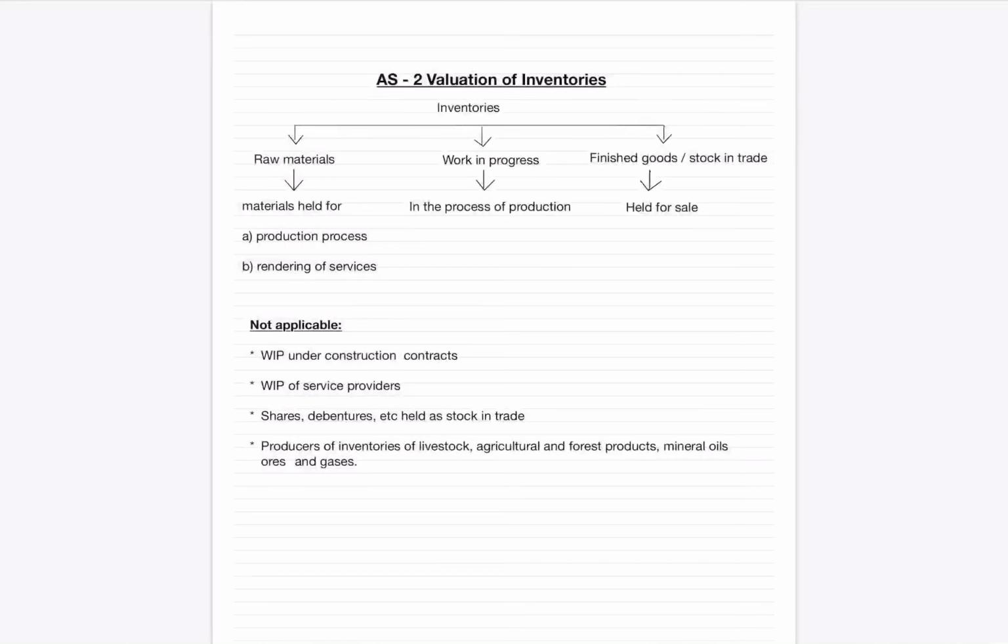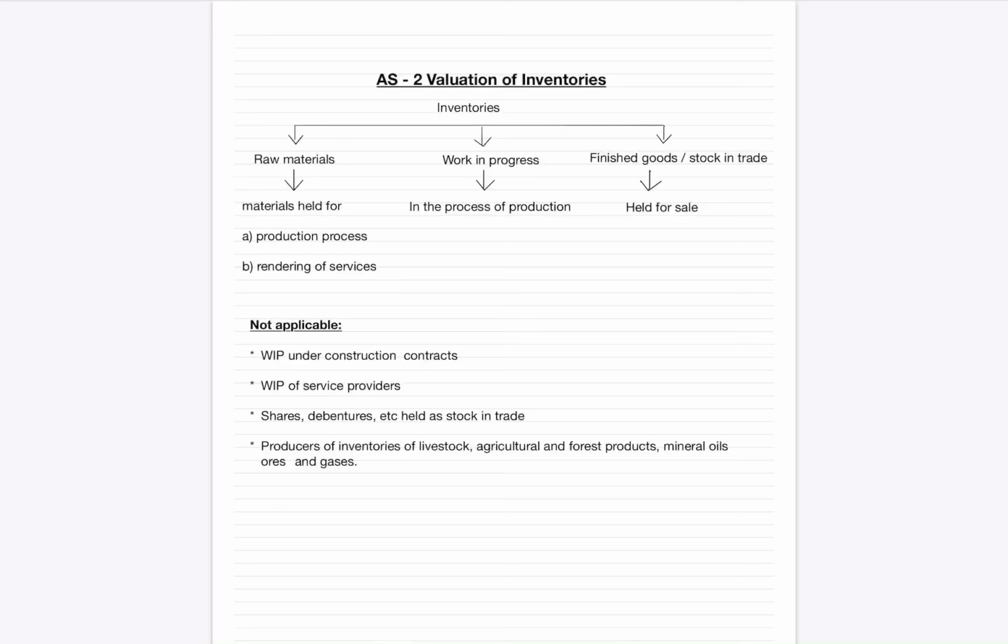Today we are going to learn the concept of Accounting Standard 2, Valuation of Inventories. So what is meant by inventories? The business may have inventory either in the form of raw material, work in progress and finished goods, or stock in trade. If the business is involved in the production process, it will have raw material, work in progress and finished goods. If the business is of a trading nature, it will have stock in trade only.